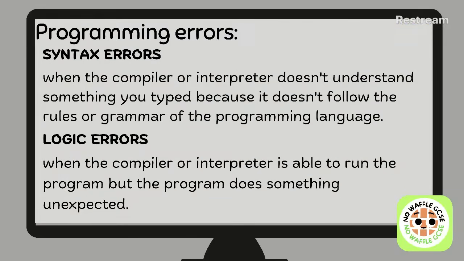So programming errors, there are two key programming errors which are very important to mention. So you've got syntax errors and logic errors. Now we already mentioned how syntax is everything to do with the rules of coding. So syntax errors are when the compiler or interpreter, which we'll look at the role of in a second, doesn't understand something you've typed because it doesn't follow the rules or grammar of the programming language. This is why pseudocode isn't a programming language, because there are no rules or grammar, which is why you are quite flexible to write whatever you want. However, with programming languages, you have to follow it. It's everything from being case sensitive.